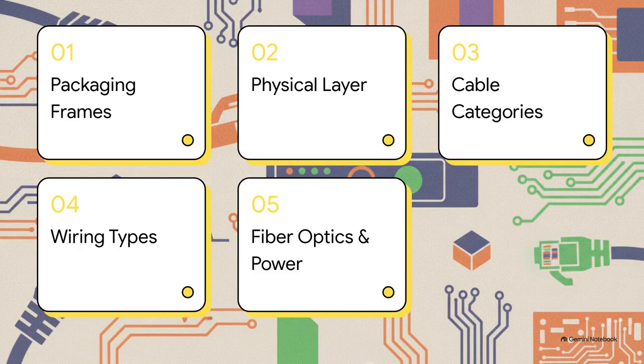Okay, let's dive right into this. Here's our roadmap for the day. We're going to start with packaging Ethernet frames, then enter the physical layer, unravel some cable categories and wiring types, and finally, we'll wrap up with fiber optics and power.